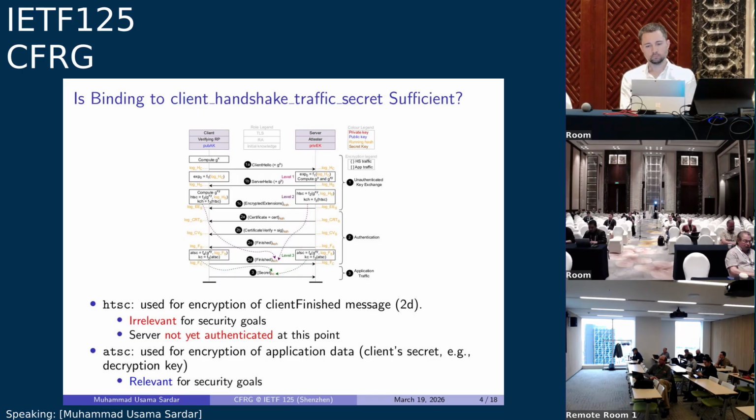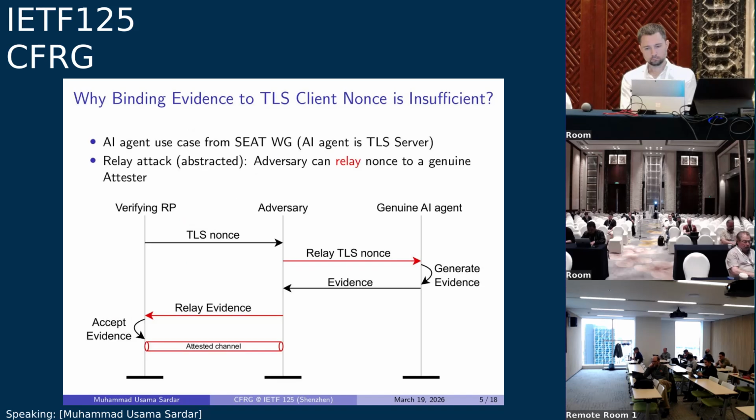So with these two points, we believe that it's not sufficient. The application traffic secret, as is apparent, is the real secret that the client wants to send at the end of the protocol, and that's what it really wants to protect. So our results basically agree with what Eckert said at the chartering time.